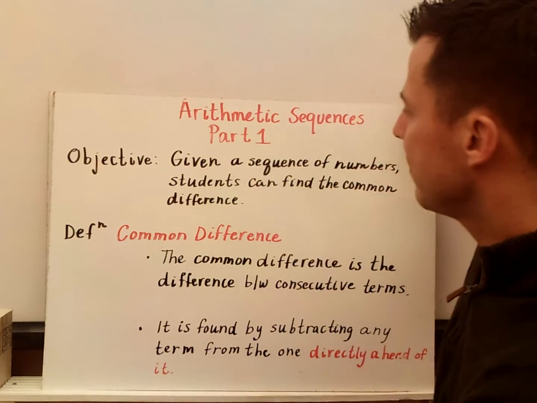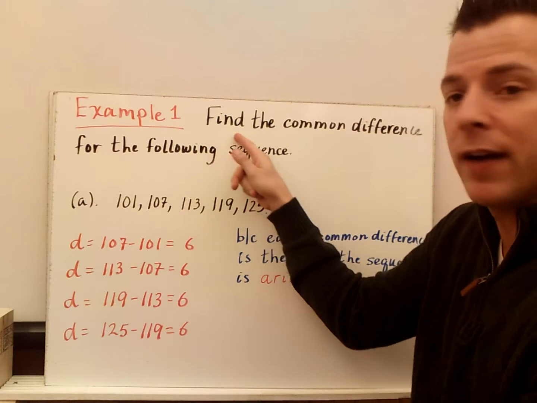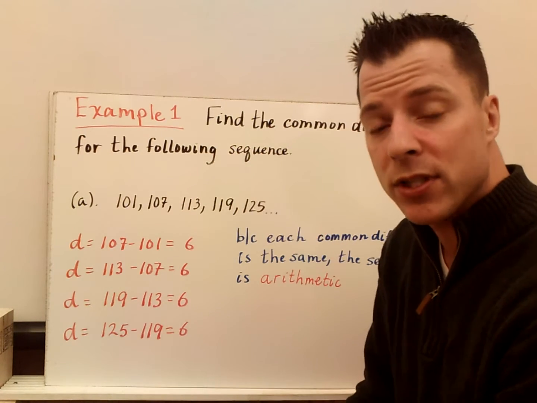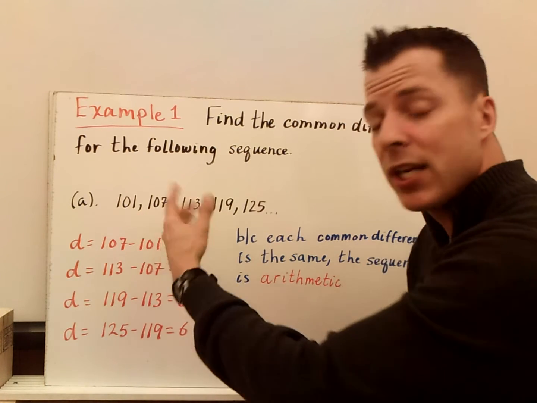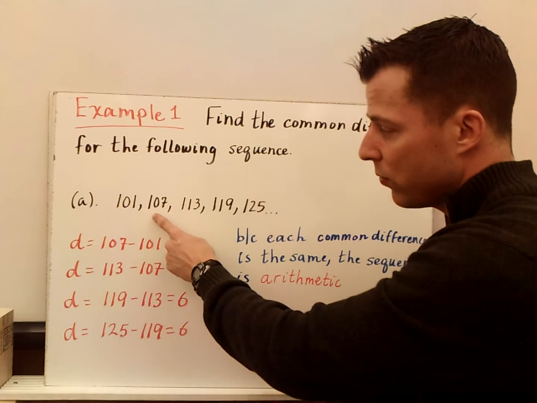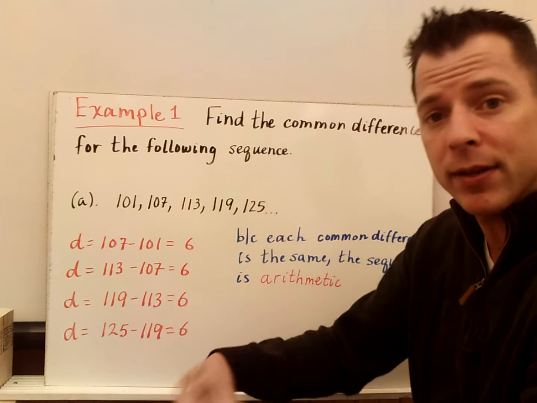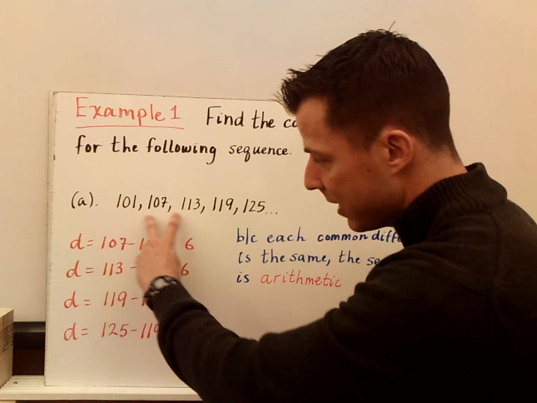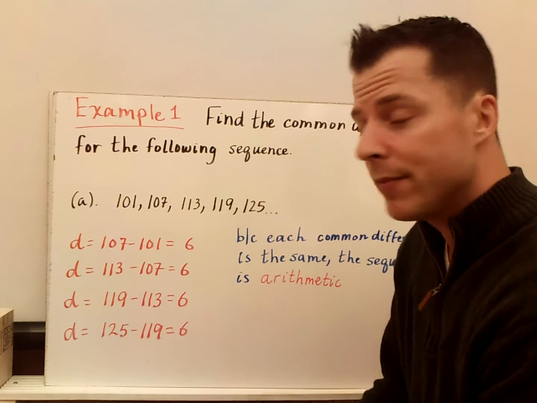So let's look at an example. Example 1, find the common difference for the following sequence. Remember, a sequence is just a set of numbers. So here's my set of terms or numbers. It doesn't necessarily have to be numbers. It's just a collection of objects called terms. So 101, 107, 113, 119, 125. The three dots mean that pattern is going to continue. Now you might be able to look in between and say, well, that's 6, 6, 6, 6. Great, and the common difference is 6.